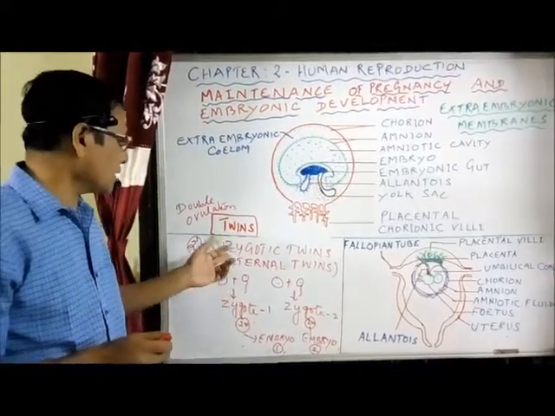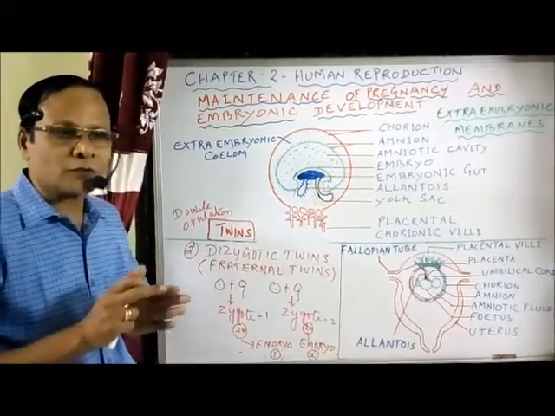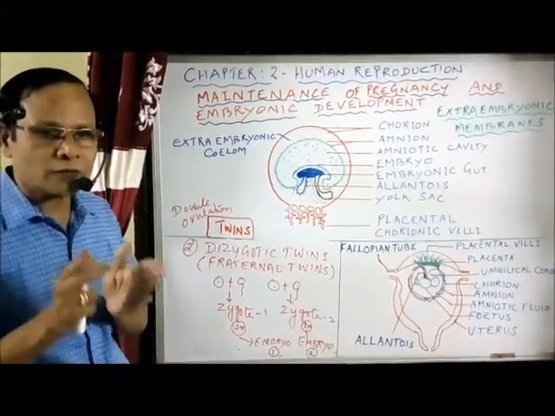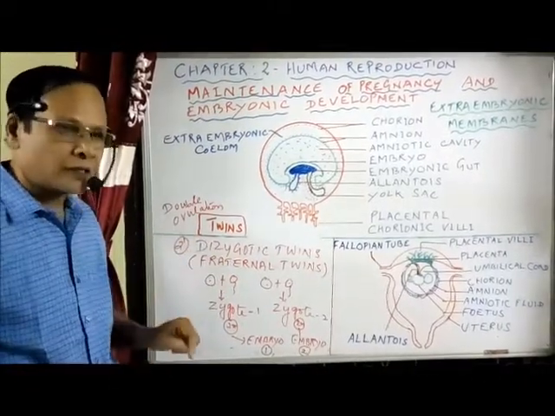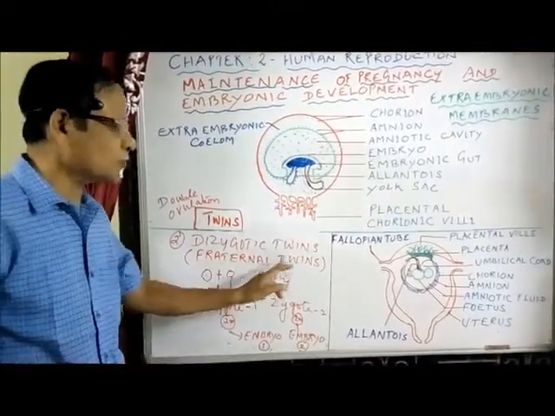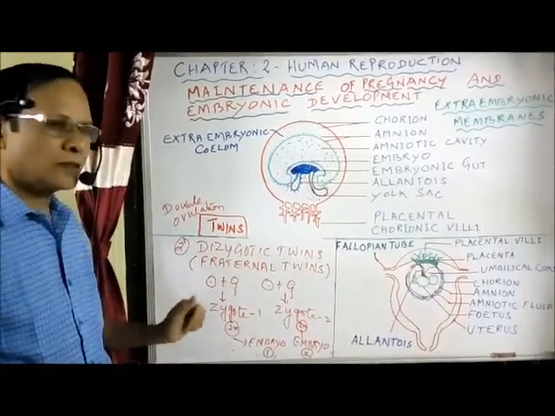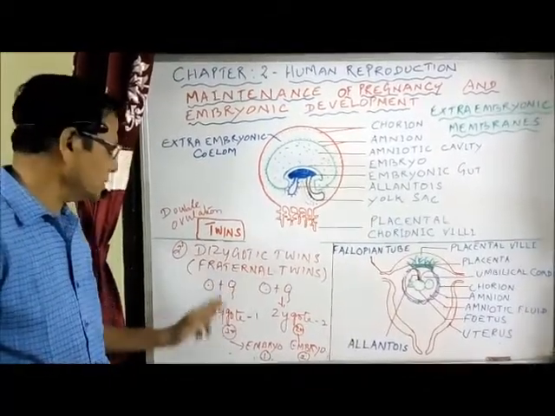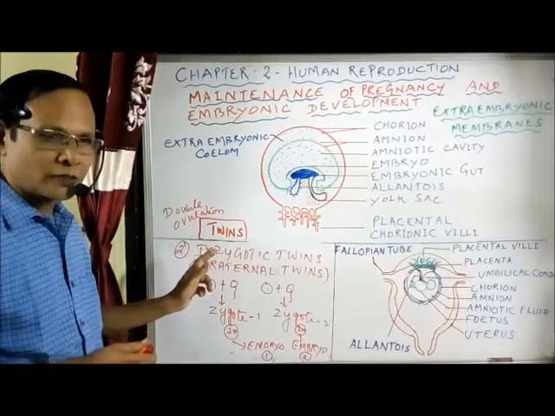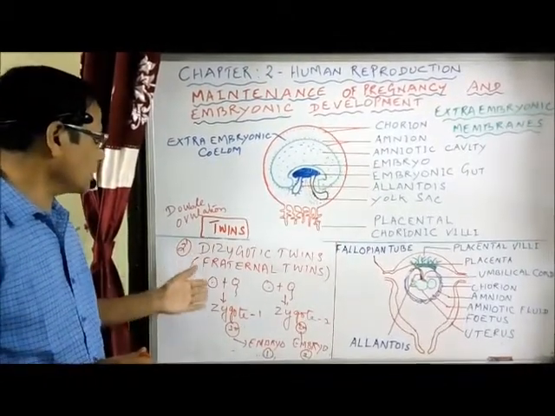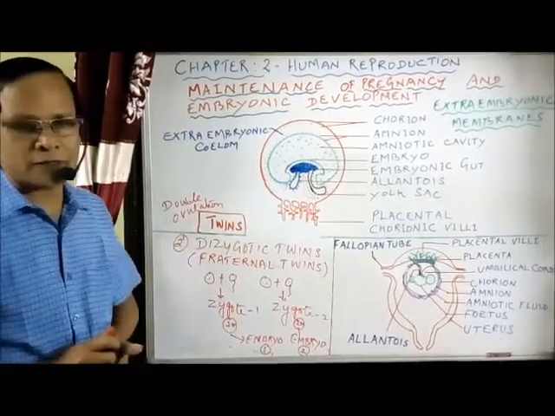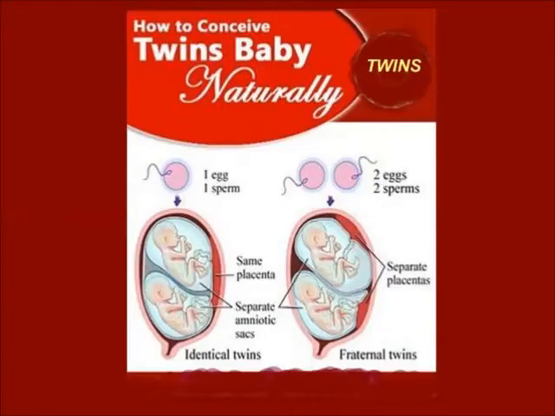That is why it's called dizygotic twins, because of the formation of two zygotes, and each one develops into an individual. Such twins are called non-identical twins, otherwise called fraternal twins. They are formed by the double ovulation process, with the formation of two zygotes, each developing into an individual. That is the second type of twins, dizygotic twins.